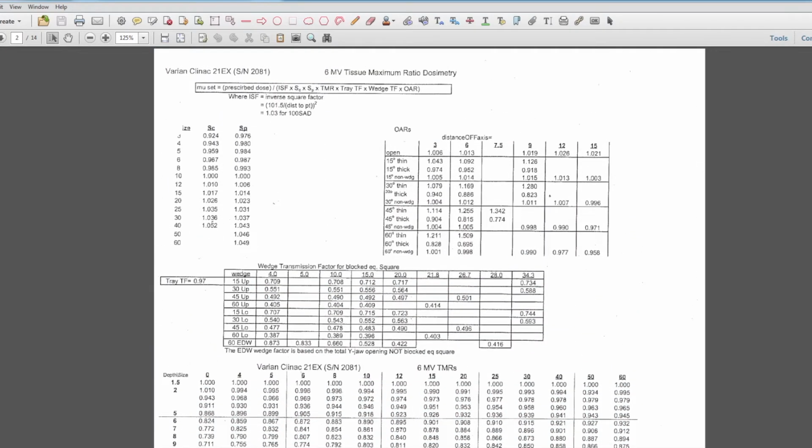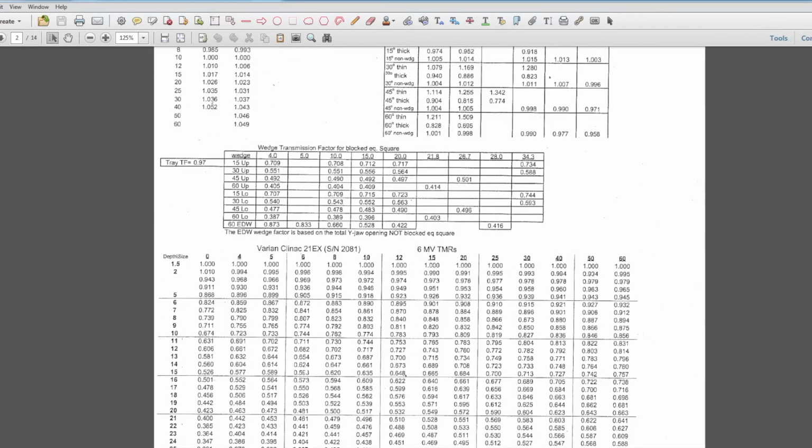Again, up top here I have an inverse square factor. For an SAD setup, I have to have an inverse square factor in there that accounts for the source to calibration distance divided by the source to calculation point distance, squared. That is going to be my inverse square factor.